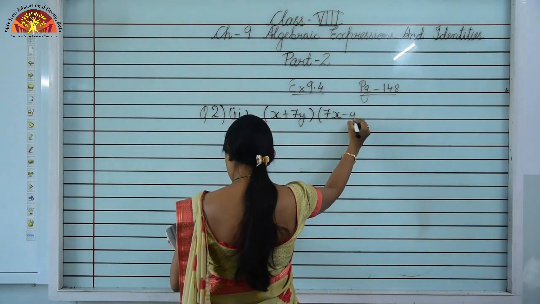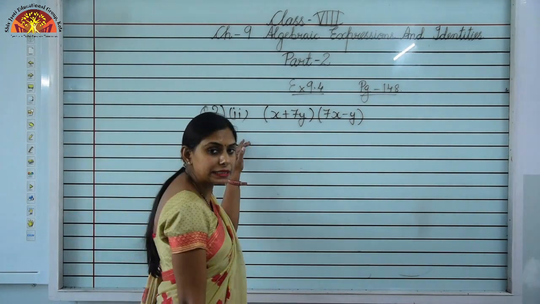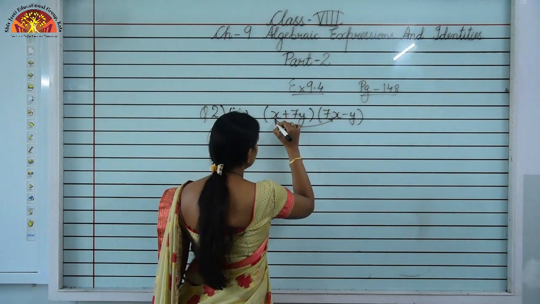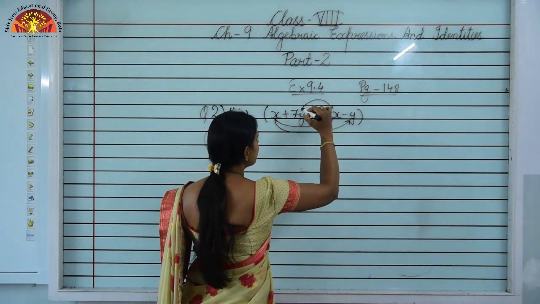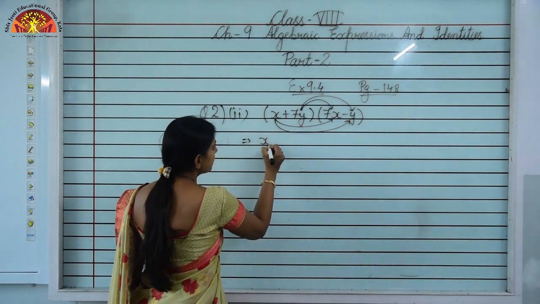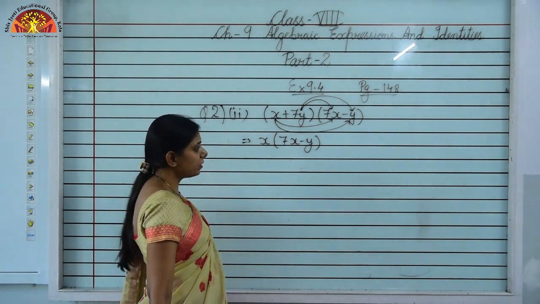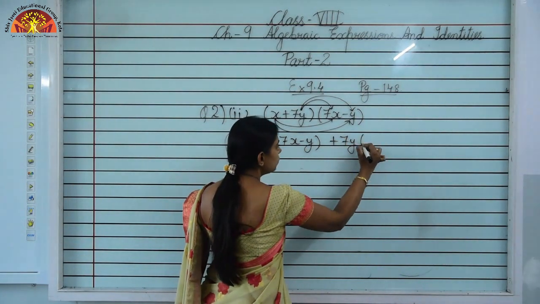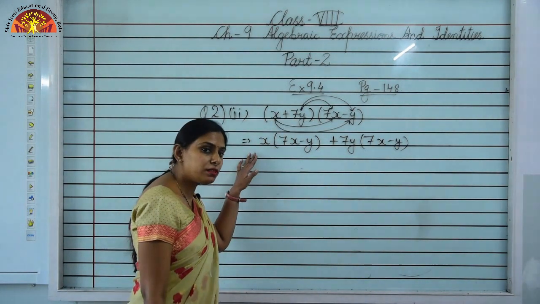In the same manner we have to carry out the multiplication as we have done in the previous question. So we will multiply x with 7x and minus y. Similarly, you will carry out the multiplication of 7y with 7x and 7y with minus y. So just see over here, x into 7x minus y, now plus 7y into 7x minus y. I hope this step is clear to you students.